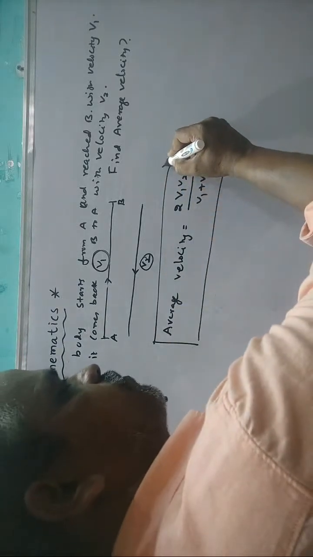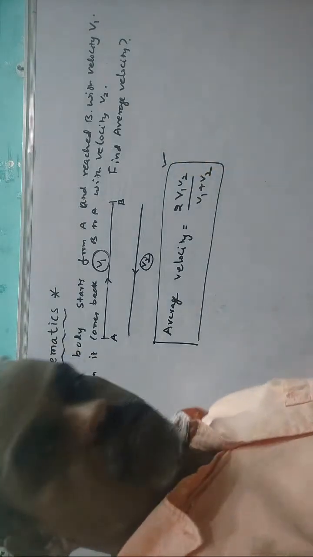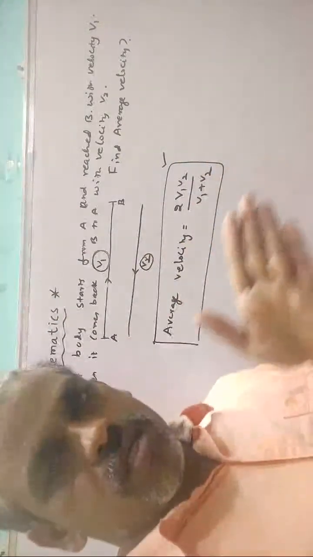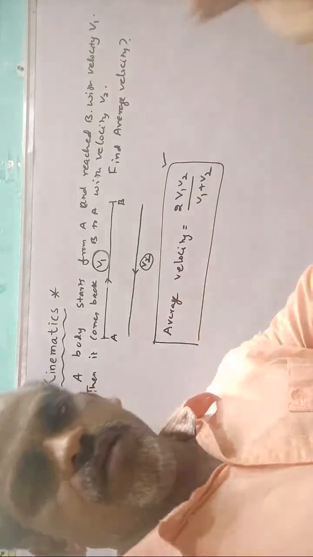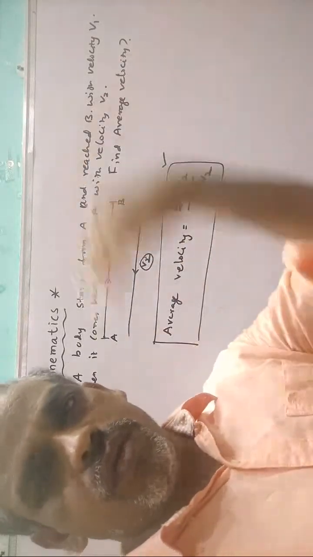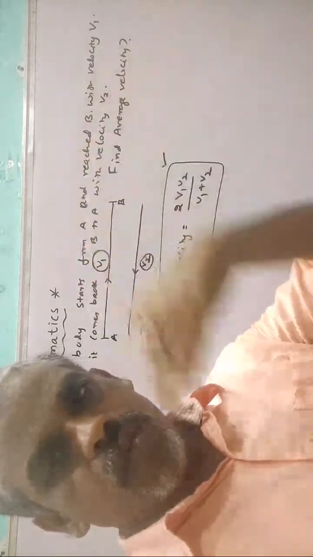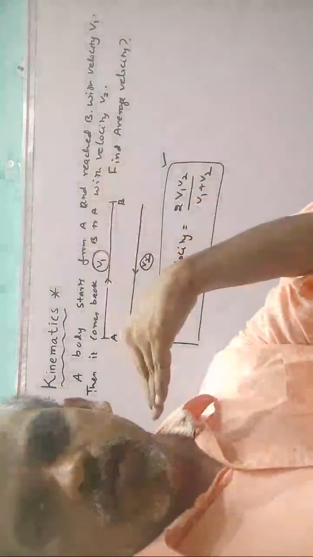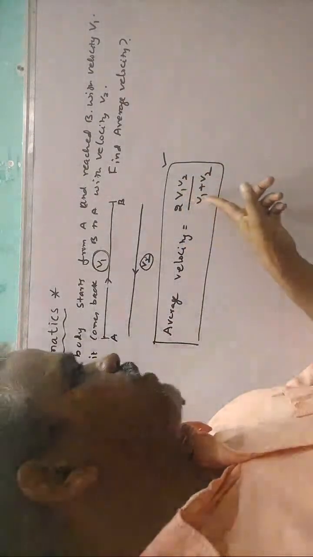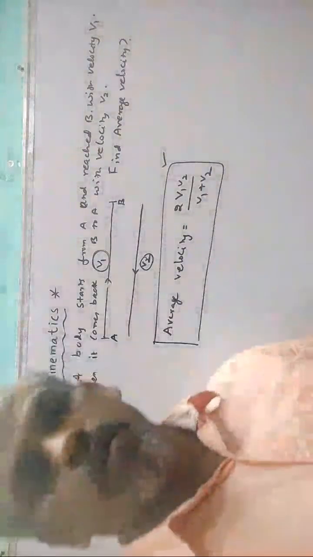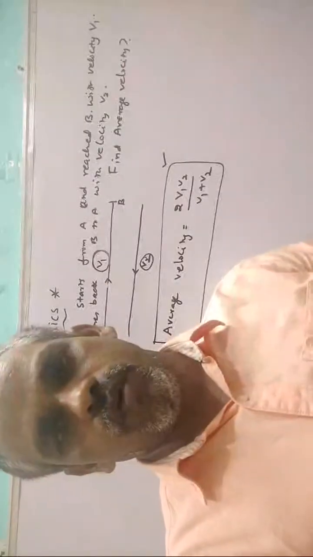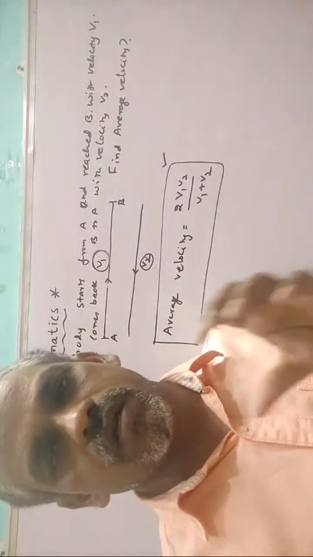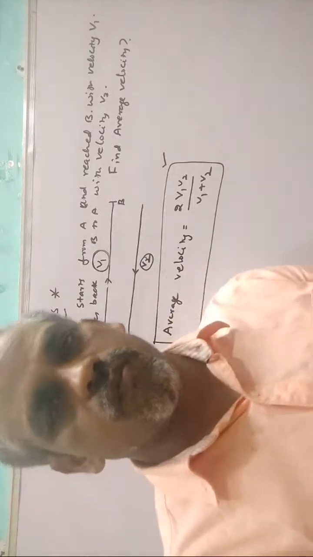I am giving the direct formula for you. What is the case here? A body starts from A, reaches B, then comes back from B to A. It went with v1 and comes back with v2. What is the average velocity here? 2v1v2 by v1 plus v2. Based on this information, I am going to give one problem for you.